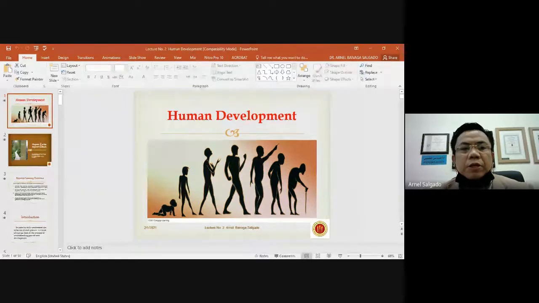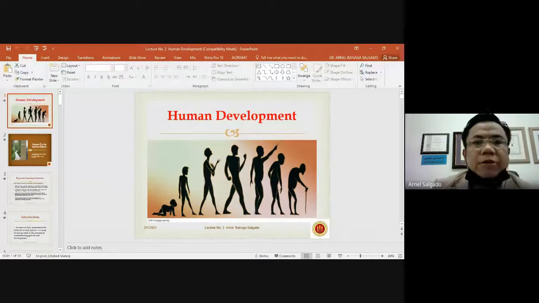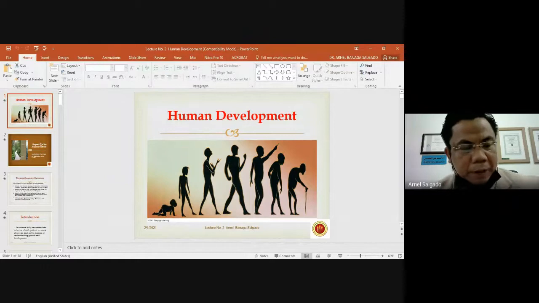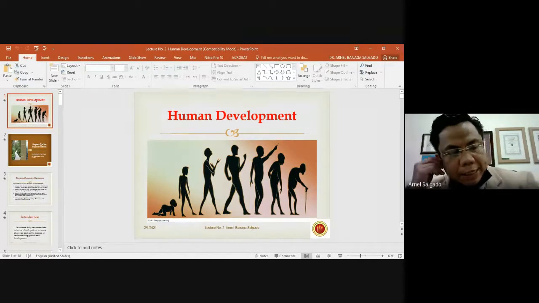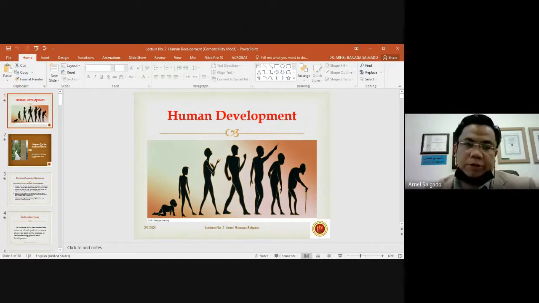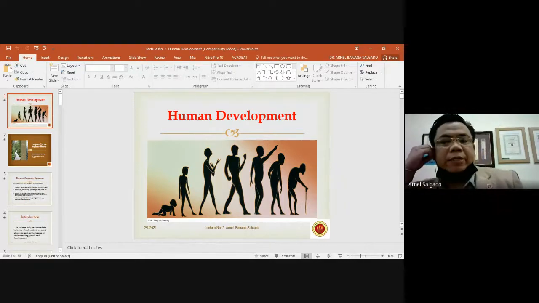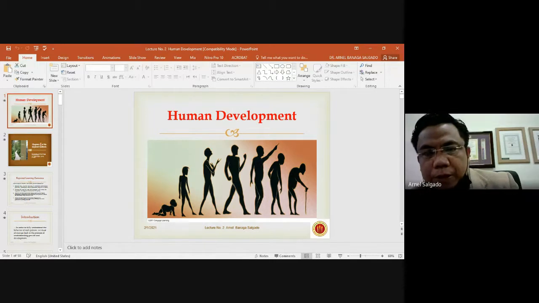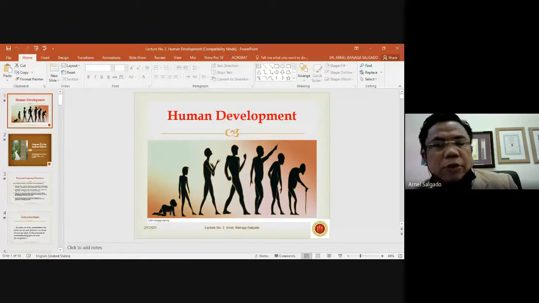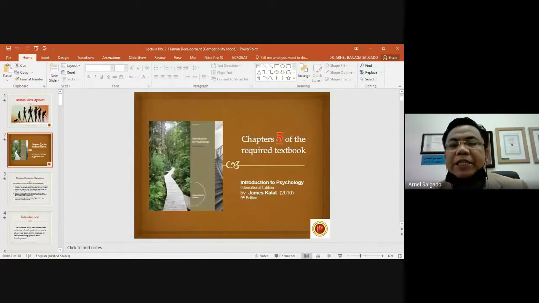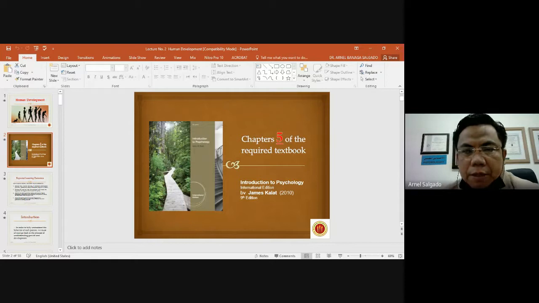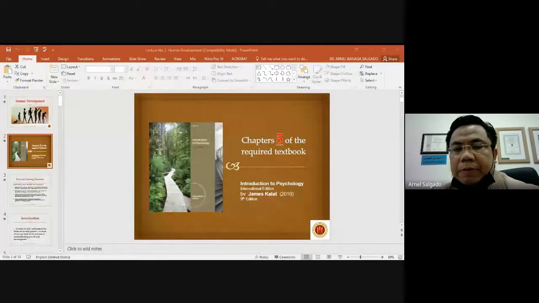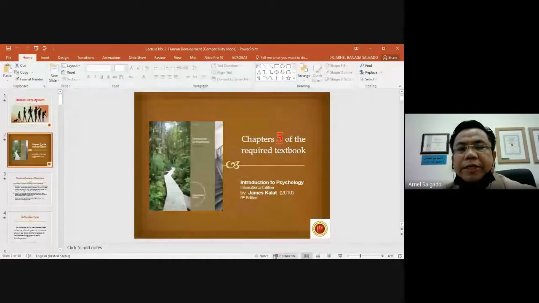We are going to start with our new topic, which is called human development. This is very important because it will give us a glimpse of what's happening at every stage of development, from childhood up to later adulthood and old age. Human development can be found in chapter 5 of your required textbook. If you have time, please browse chapter 5.